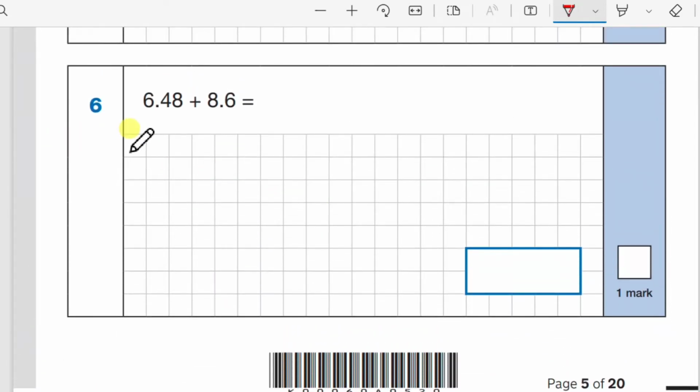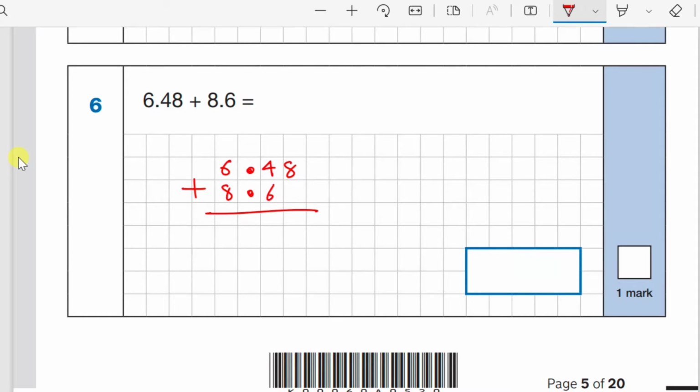So here we got 6.48 plus 8.6. What I want to do is just firstly write down the decimal points. So let's do decimal points here, and we put the numbers around it. So we've got 6.48, 8.6, and then we put the line and put a plus sign.